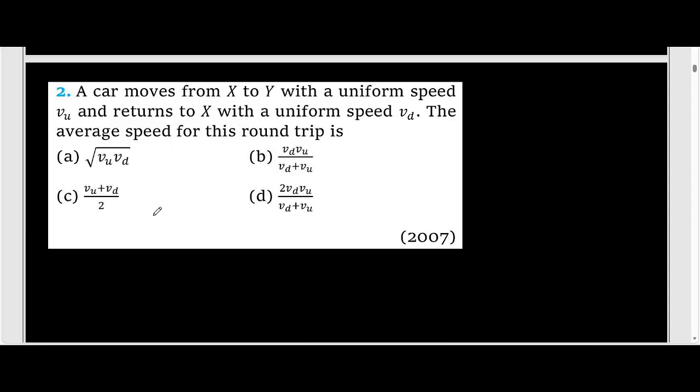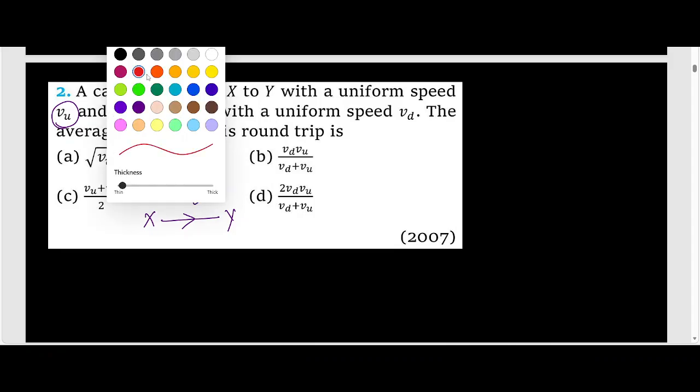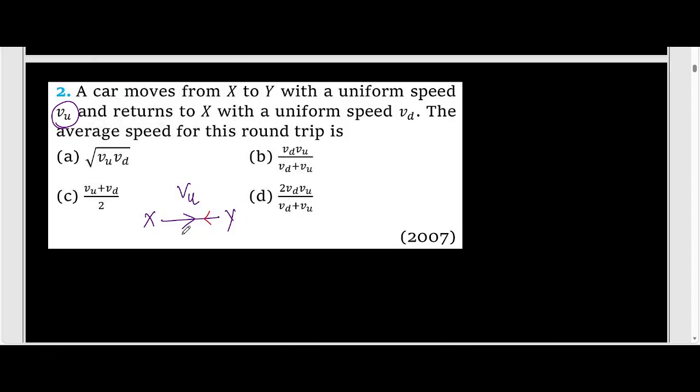A car moves from x to y with a uniform speed vu and returns to x. That means it is traveling this time from y to x. What is the speed? Vd. That means for the forward journey it was vu and for the return journey it was vd.